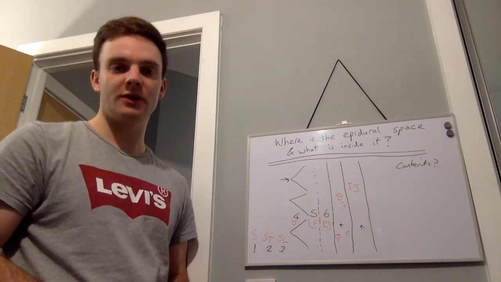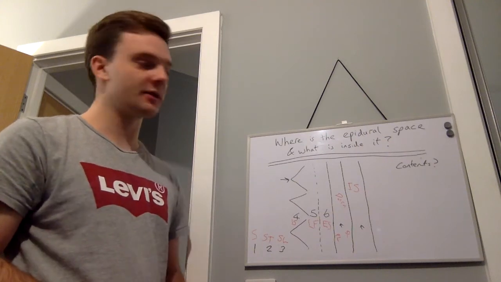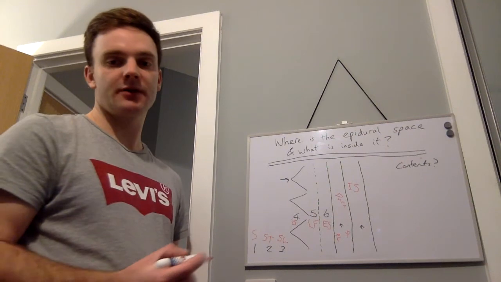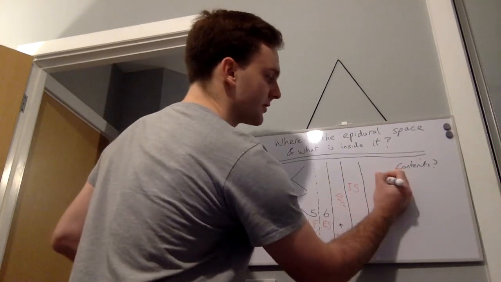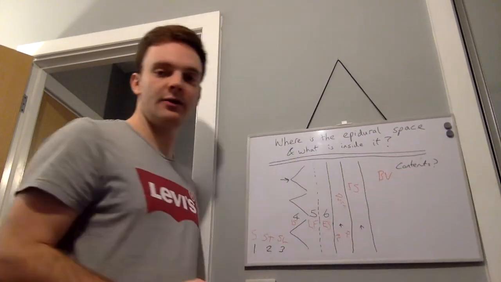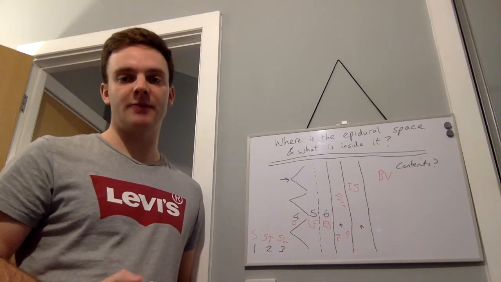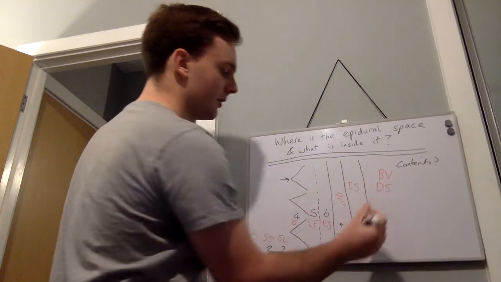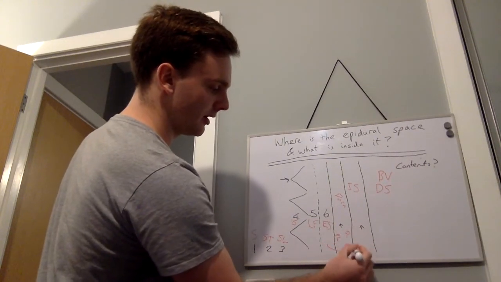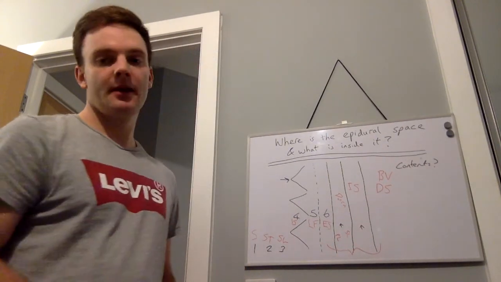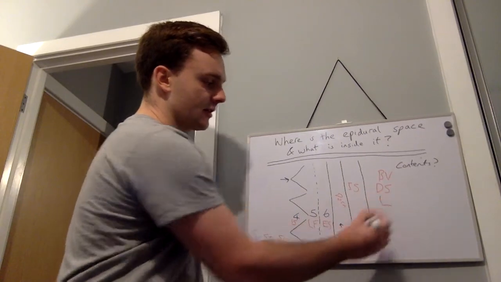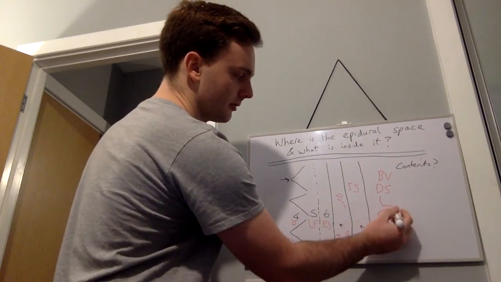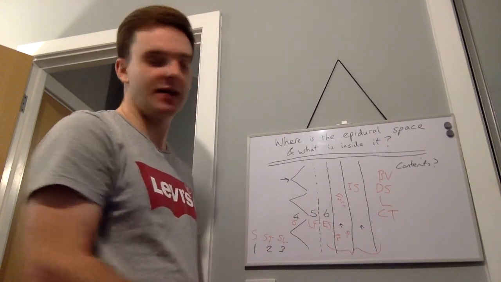So now moving on to what is the contents of the epidural space. Well, the epidural space contains several things. So it contains blood vessels, including Batson's plexus, which is a venous plexus. It contains the dural sac, which is this area here. It contains lymphatics. We have connective tissue, and it also contains nerve roots.